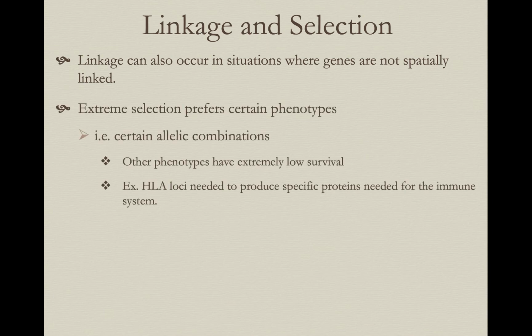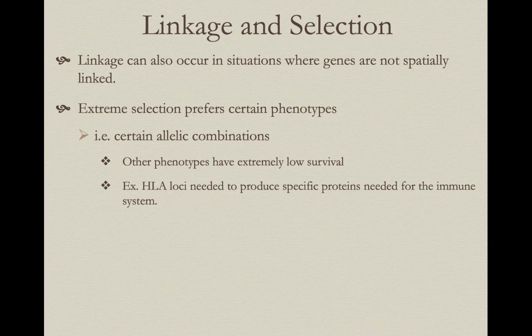So let's say that we have a short period of time where we have extreme selection preferring certain phenotypes over others. So certain allelic combinations may be preferred, and only those individuals survive or they have high fitness. Now, if there isn't spatial linkage, recombination will produce certain gametes that are not beneficial, but again, selection is just going to wipe those out before you could even measure that in the population, if those phenotypes have such extremely low survival. So we're going to have an overrepresentation of certain allelic combinations due simply to this extreme selection for those specific combinations.